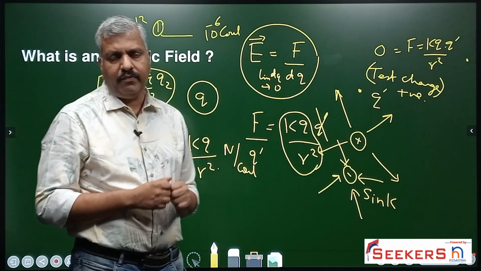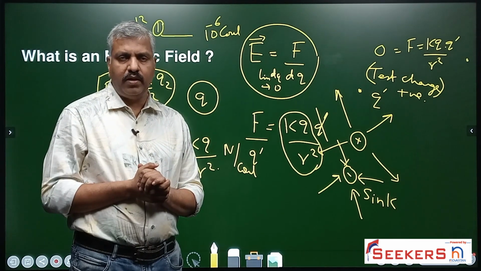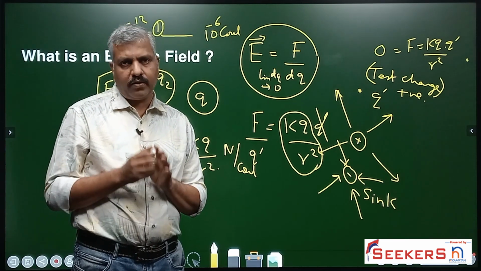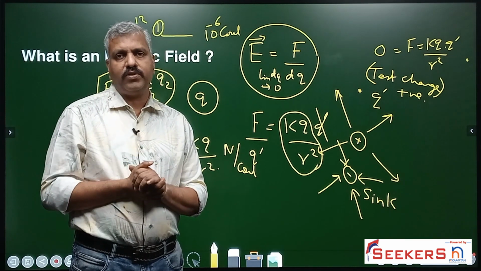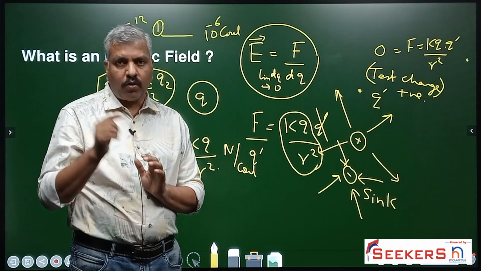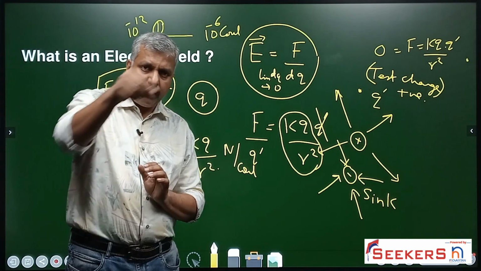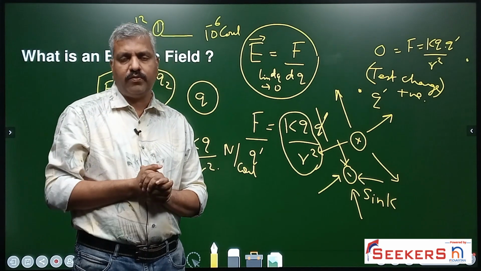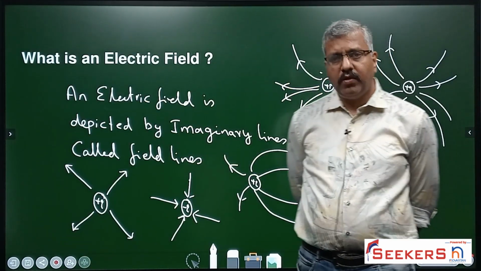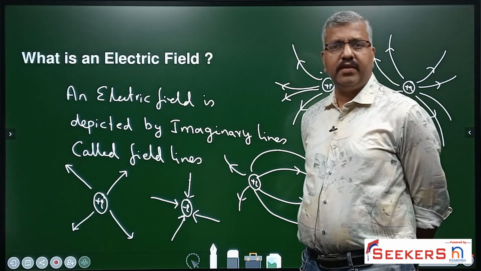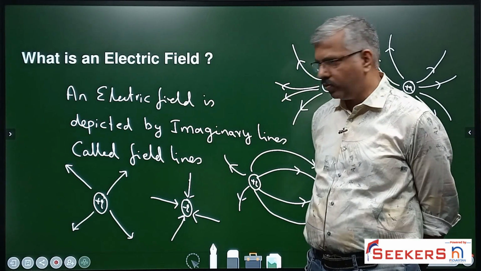Number 1, electric field is a region around a charge where if you bring a second charge, it will experience a force. Second thing here, remember that electrostatic forces are non-directional. That means in all directions electrostatic forces will be the same. So, wherever you bring the test charge, it will experience a force. That is why it is a 3-dimensional space. So, an electric field is basically a 3-dimensional region around a charge where a second charge will experience a force.